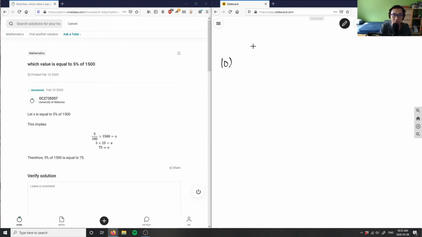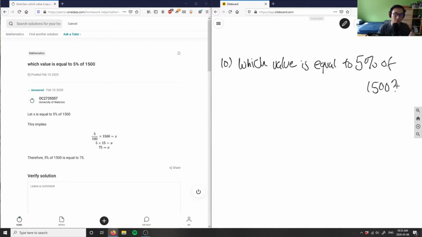So it's asking which value is equal to 5% of 1500. So let's take a moment to think about this problem here, and we will take it up together. Again, we're given a percentage here, and we want to convert it into a fraction or a decimal for us to solve for this problem here.